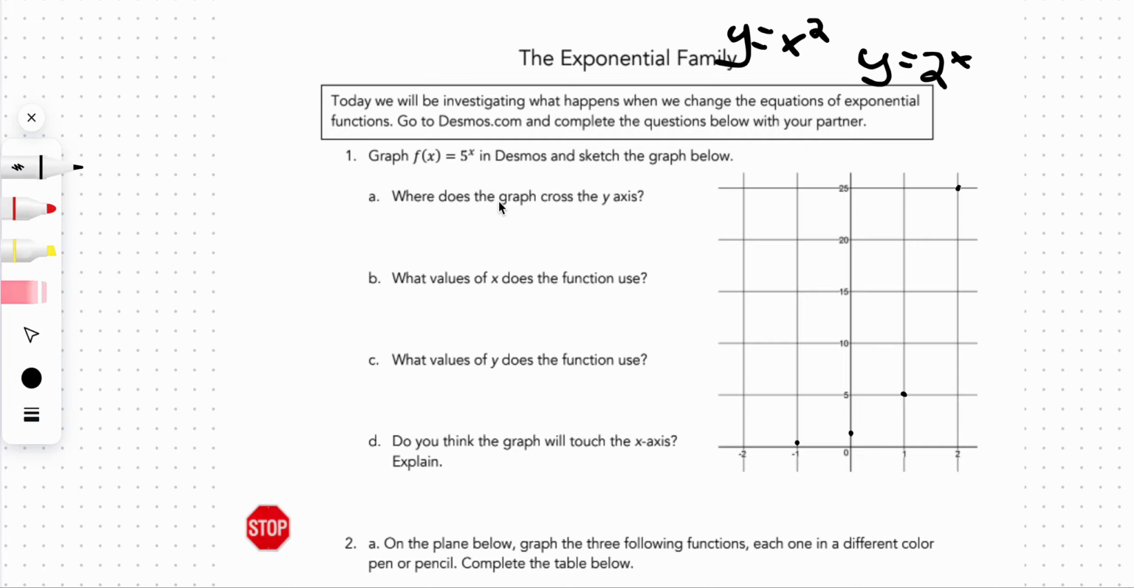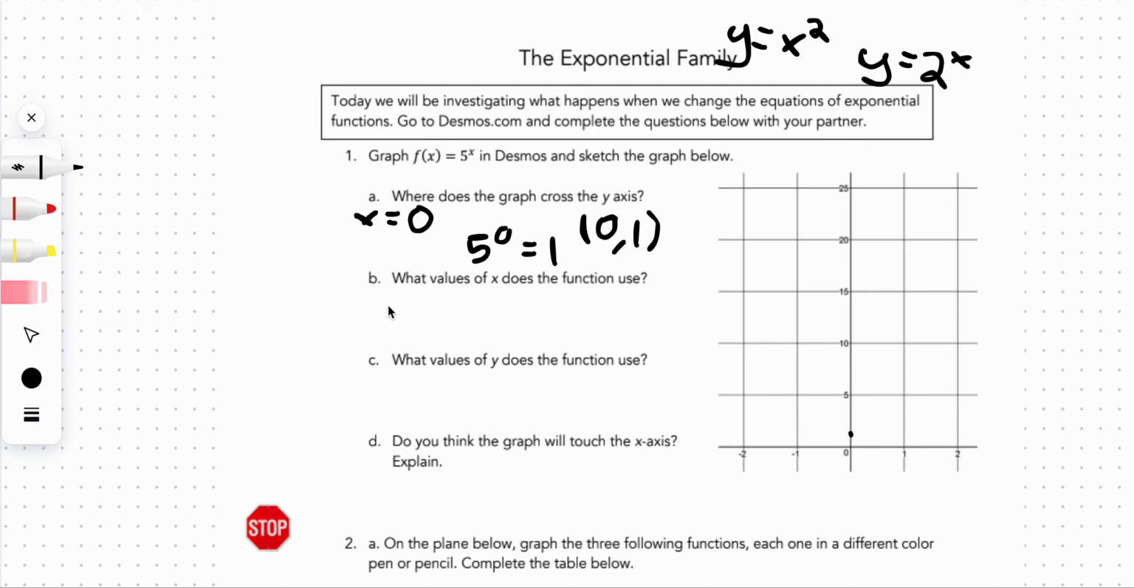We're asked to graph f of x equals 5 to the x power. The first thing we're asked to do is find where this graph crosses the y-axis. The y-axis is anything along this line. Oh, sorry, I forgot to erase some of this. And that's where x equals 0. So let's plug in 0 for x. 5 to the 0th power is just going to be 1, right? So we have this point (0, 1). Okay, let's put that right there.